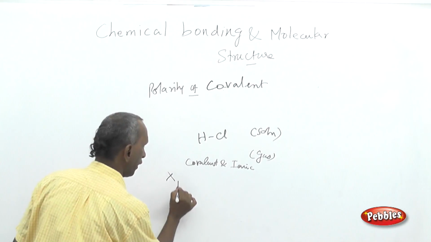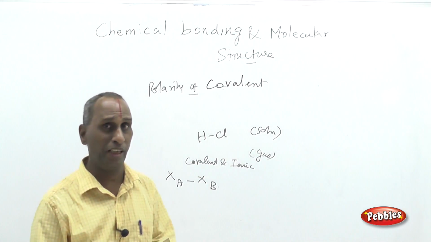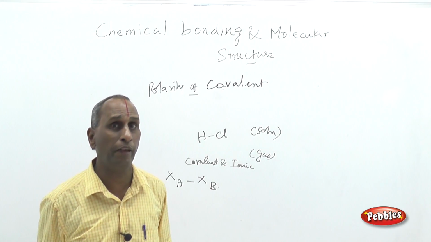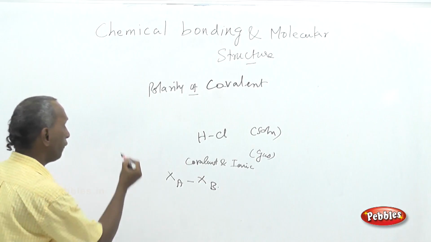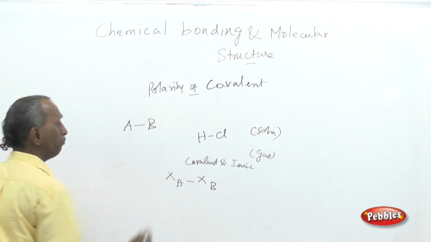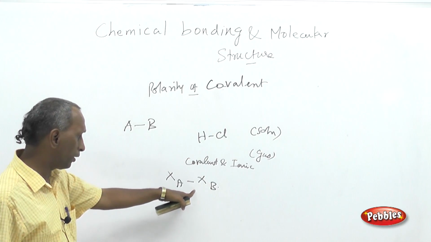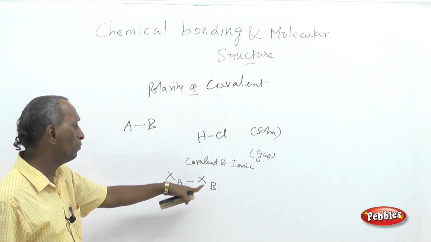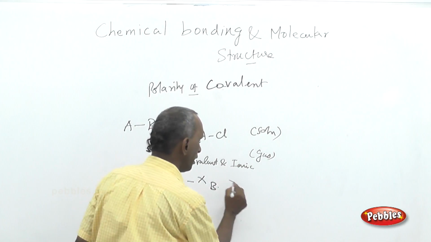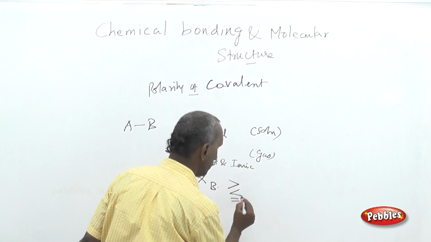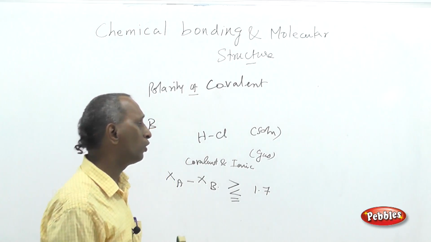For this, an empirical relation has been given. They compare the difference in electronegativity. X stands for electronegativity. Electronegativity is the capacity to attract the central electron pair. If you consider any compound between two atoms A and B, Xa is the power of attraction of A to attract the central electron pair towards it, and Xb is the power of attraction of B. This Xa minus Xb is greater than, less than, or equal to 1.7. Accordingly, the compound will be ionic or covalent.